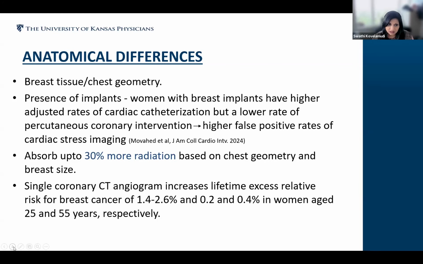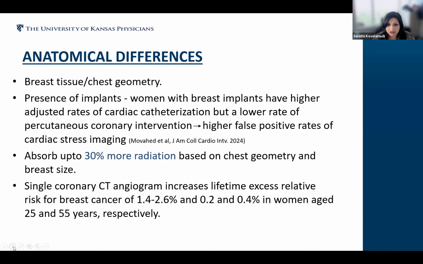There was a reasonably large study with about 400 women that showed that women with breast implants who underwent stress testing had higher adjusted rates of cardiac catheterization, but lower rates of actual intervention, which means that they possibly had higher false positive rates of stress testing.